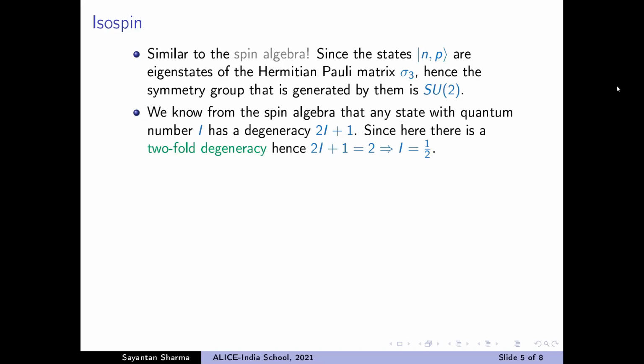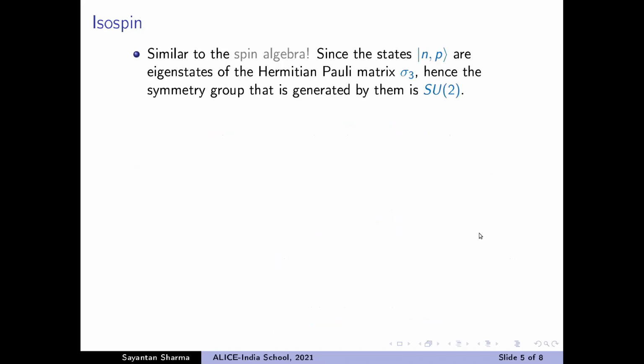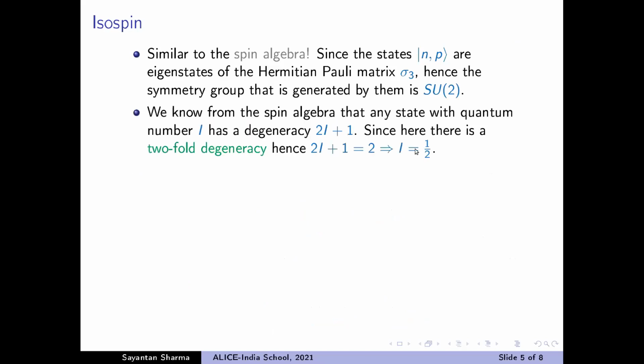This is another way to look at the fact that neutrons and protons have isospin half. Since there is a twofold degeneracy, because neutrons and protons are components of the same state and are almost degenerate, you can argue that indeed the isospin of the system is half. Because your degeneracy is given by the formula 2I plus 1, and this is equal to 2 because you have two states, which gives the isospin to be half.